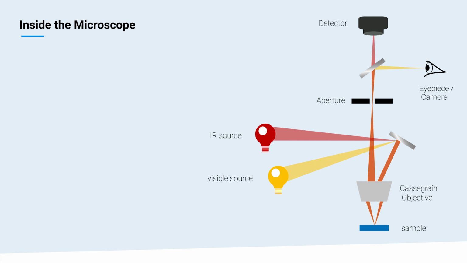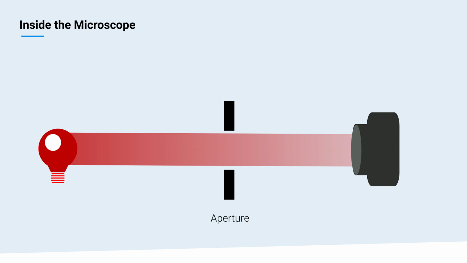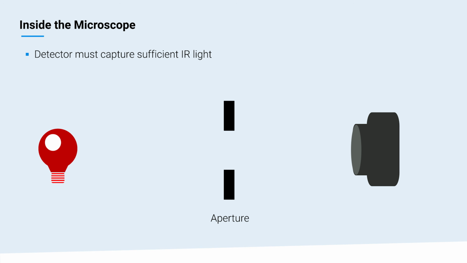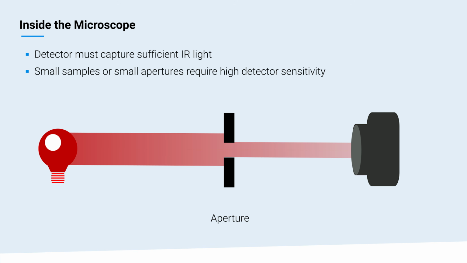But there's one more part of this microscope we haven't really discussed: the detector. The detector collects IR light so we can get the FTIR spectrum. To get high-quality results, the detector has to capture enough IR light. But often with FTIR microscopy, we're analyzing very small areas with a very small aperture, so a lot of IR light is blocked from reaching the detector. That means if we want to analyze really small areas, we'll need a really sensitive detector to get an accurate analysis. Luckily, there's several detector options available for FTIR microscopes, so we can get the sensitivity we need.